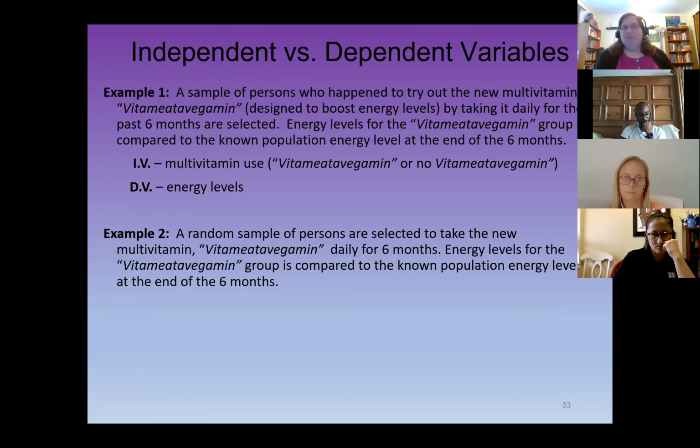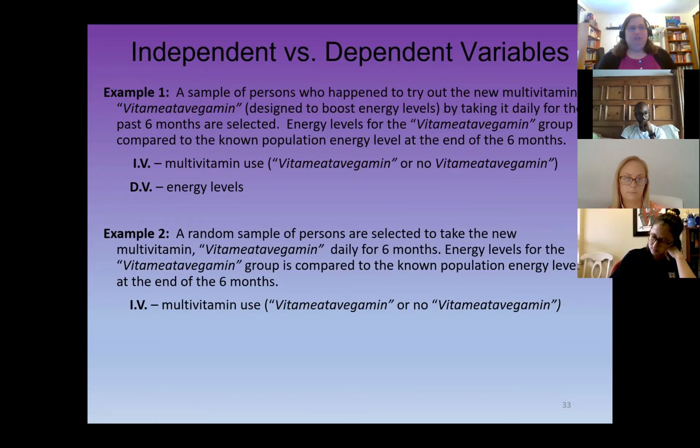Okay, so I think you can see the difference here, right? Here I took a sample of persons who happened to try out the new multivitamin. Here it's a random sample of persons who are selected to take the new multivitamin. It's the same IV and DV. Which study do you like better? Which one seems stronger to you? Yep, number 2. And it's of course because you took that random sample of persons, right? That makes it stronger.